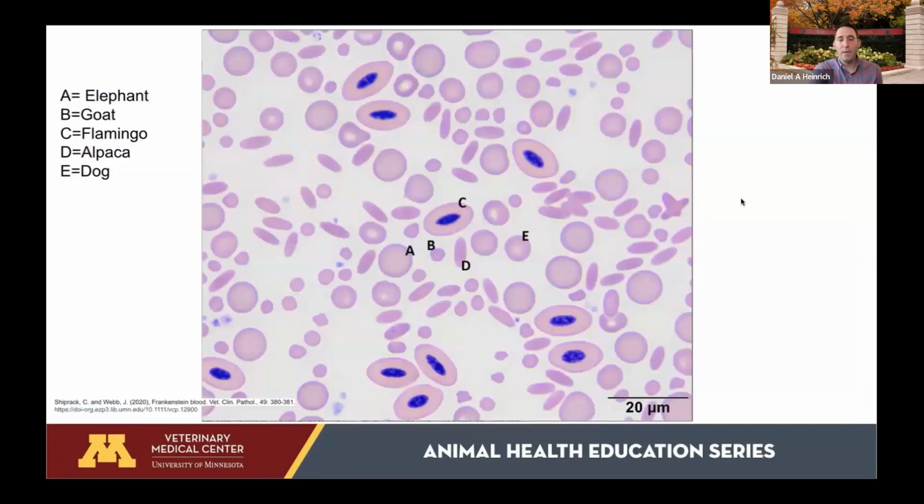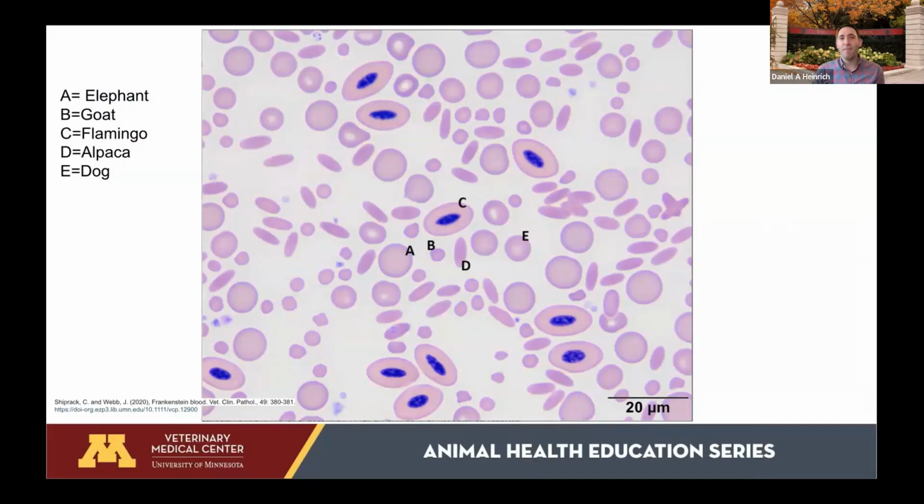This is an example, one of our clinical pathology residents created what he called Frankenstein blood. So he took blood from 5 different species of animals and he mixed them together and then made a slide. And he did this to kind of show the various differences that all of the different species can look like.